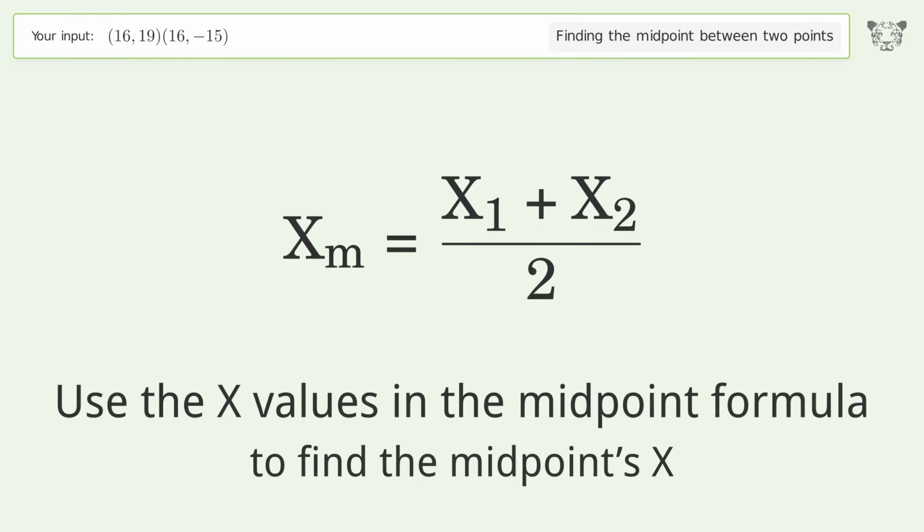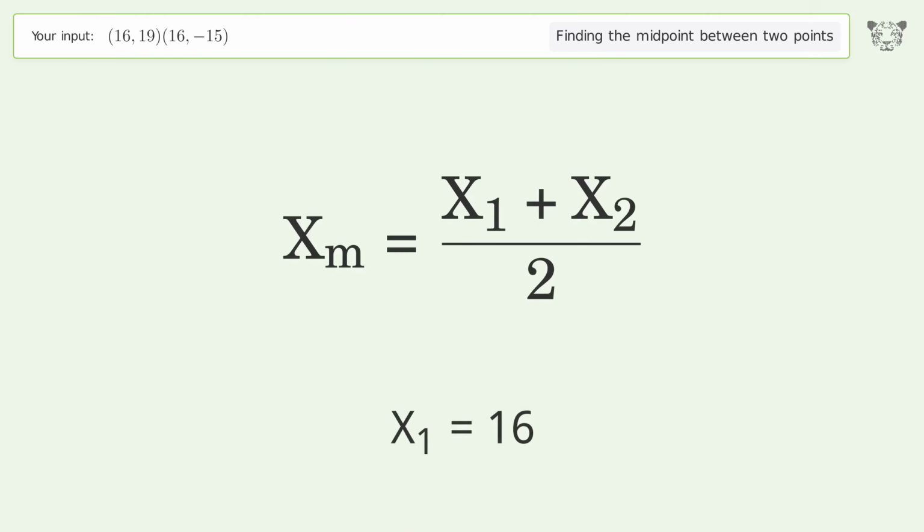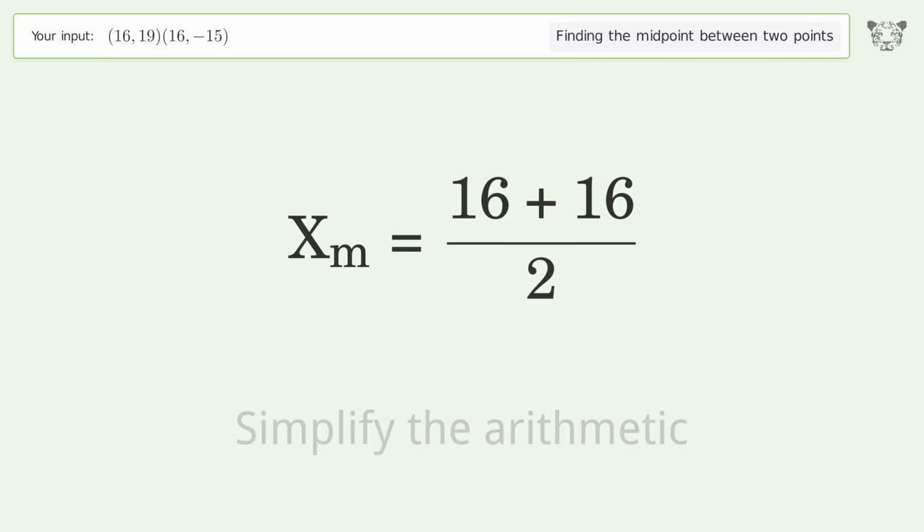Use the x values in the midpoint formula to find the midpoints x. x1 equals 16. x2 equals 16. Simplify the arithmetic.